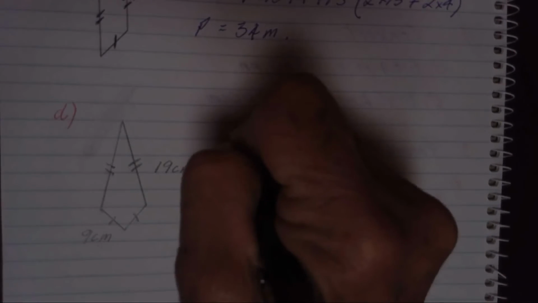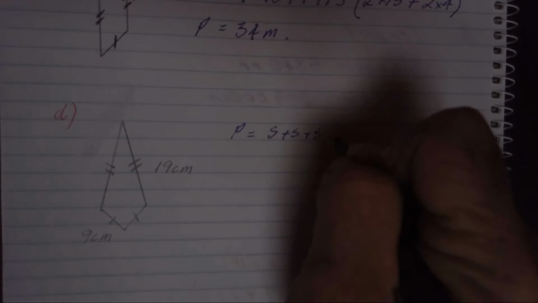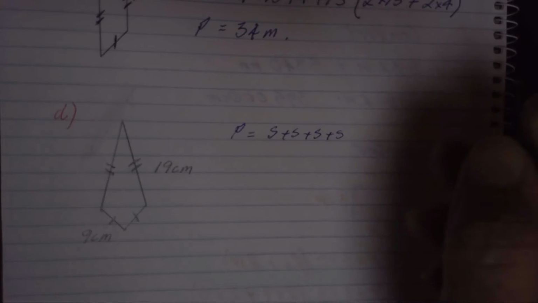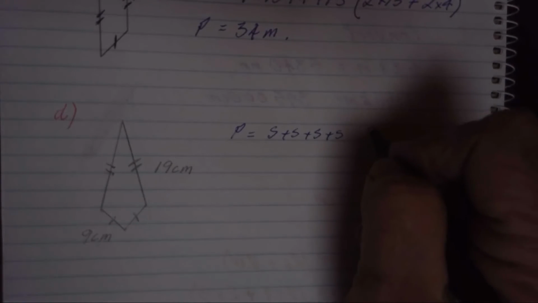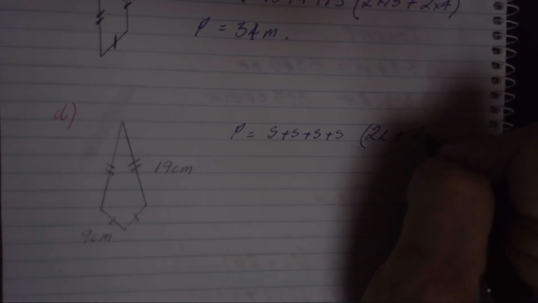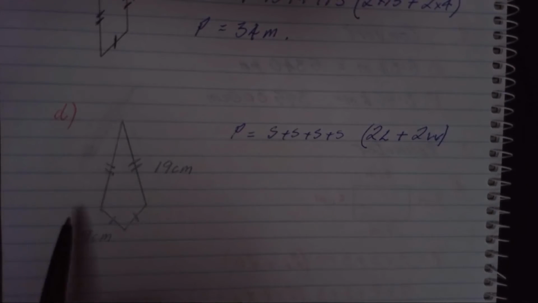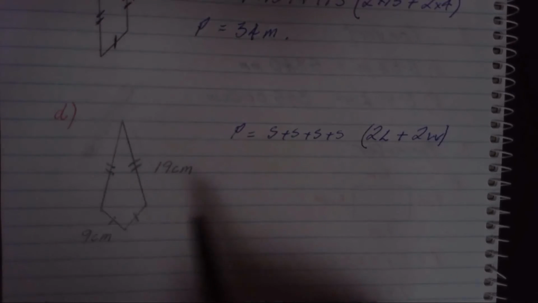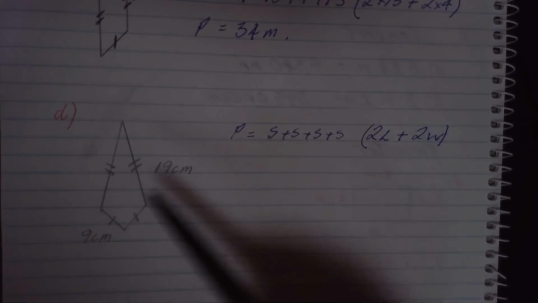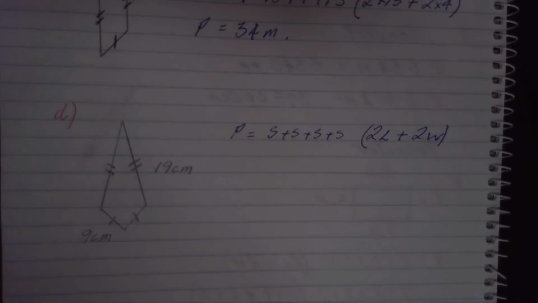So let's have a look at what we're doing again. P equals side plus side plus side plus side, and I don't want to spend all the time every sum writing it out that way, so I can do twice the length plus twice the width. Now in this shape, the quadrilateral, it's a kite, it's a four-sided figure. The length is longer than the width, so I'm doing twice the length because they're both equal, plus twice the width.